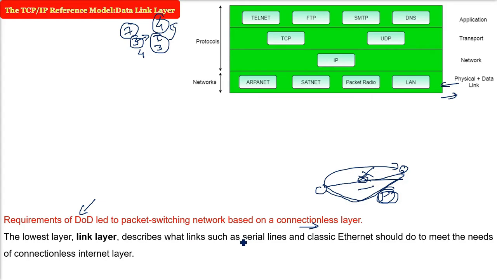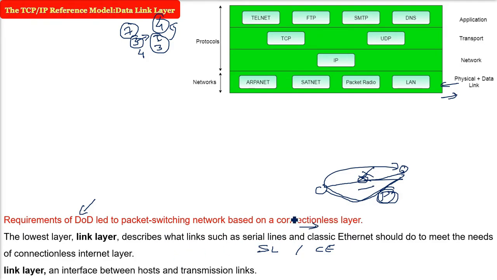It can be classic Ethernet. So the link layer is only defining or describing what these lines or Ethernet should do in order to meet the concept of the connectionless internet layer, right? So in all, if you say this link layer is not actually a layer, it is an interface between the host or the computer and the lower transmission links, which are the actual cables through which the data will flow.